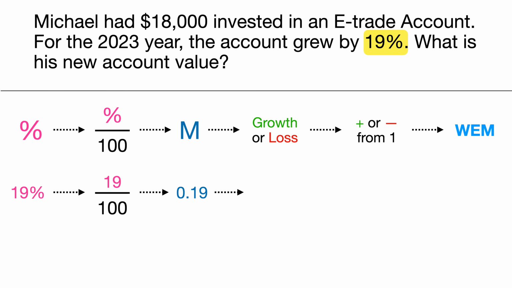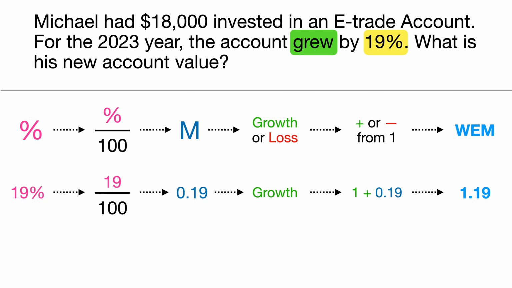Now we've got to look at our scenario and figure out: is it a percentage growth or loss? Just look for keywords. $18,000 invested in an account, 2023 year, the account grew by 19%. So now we know that it's growth that we're calculating. Since it's growth, we're going to add our multiplier to 1. That's the key. So 1 plus our multiplier of 0.19 gives us our whole equation multiplier of 1.19.